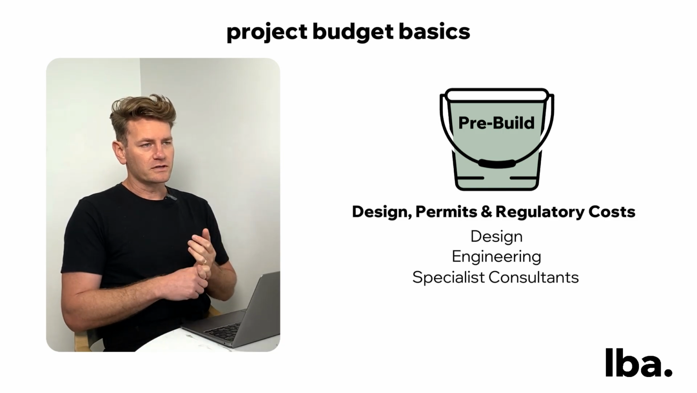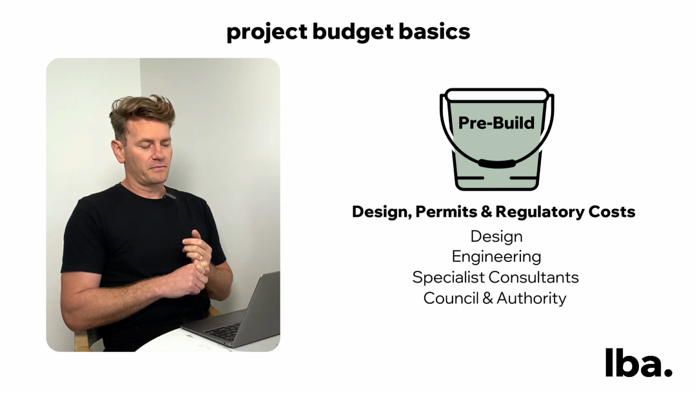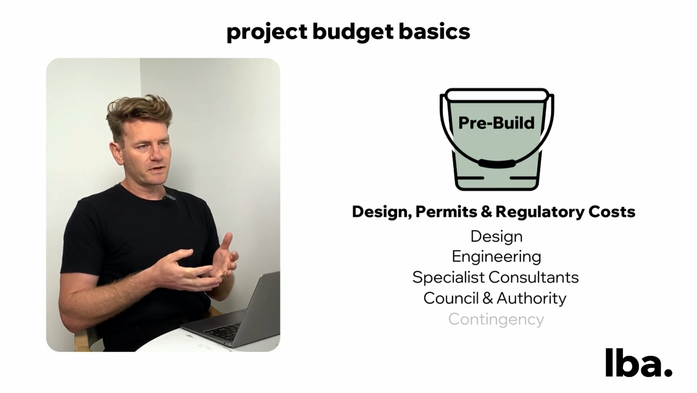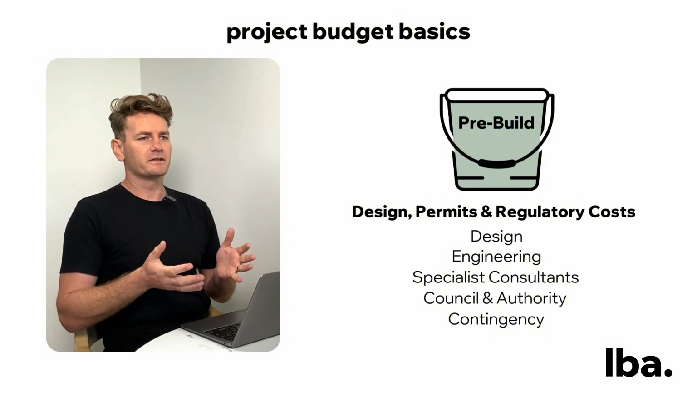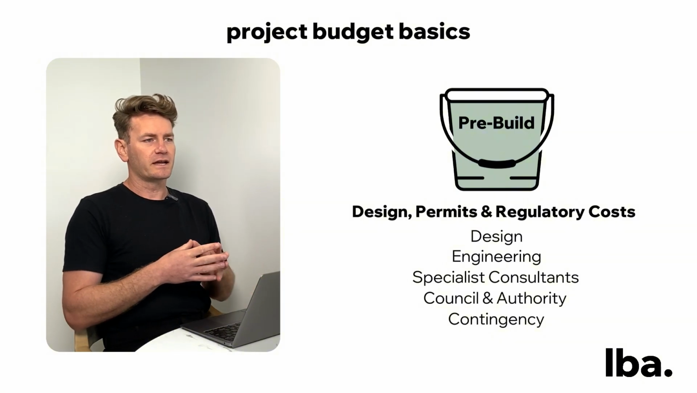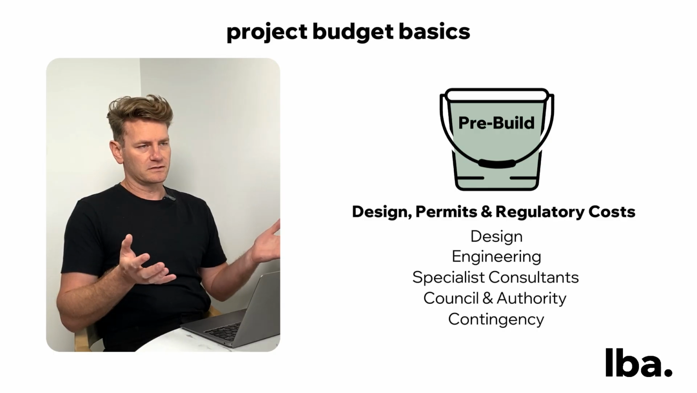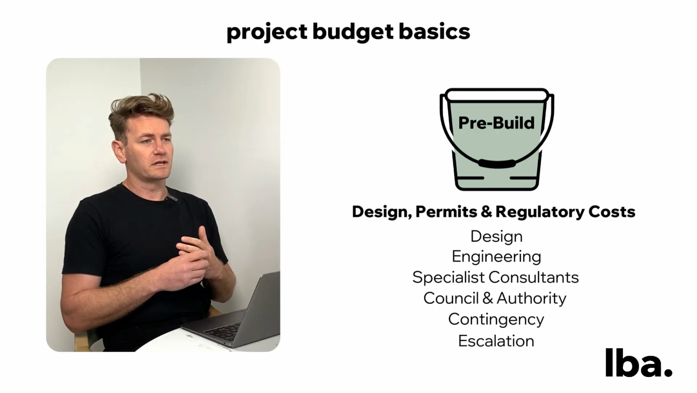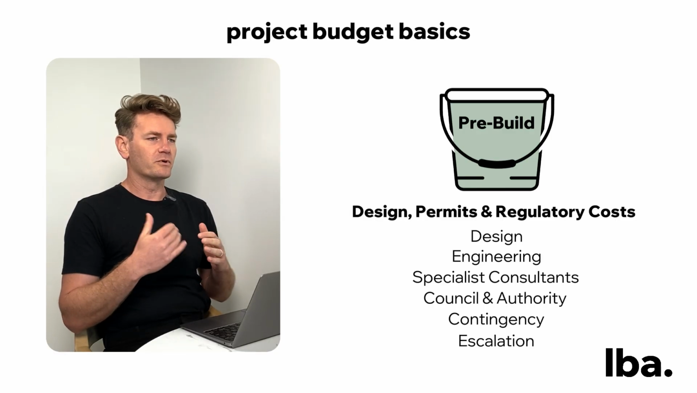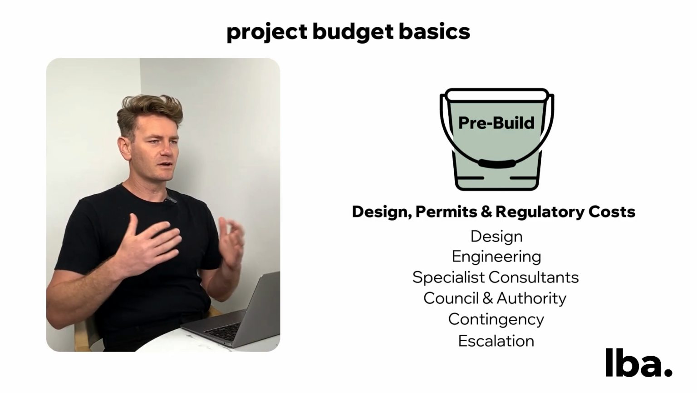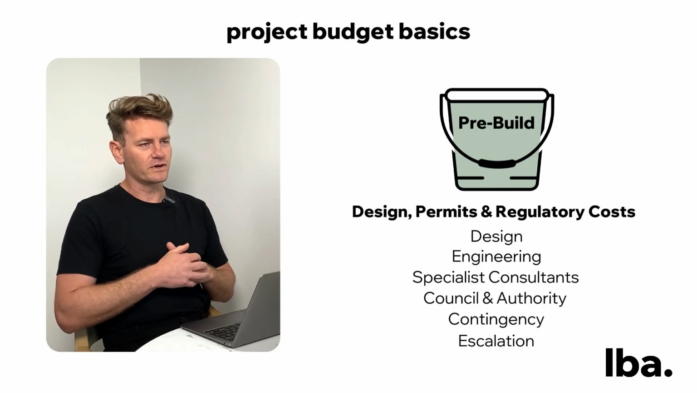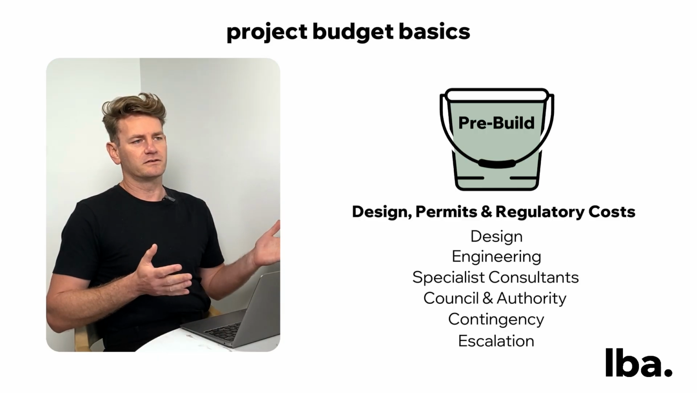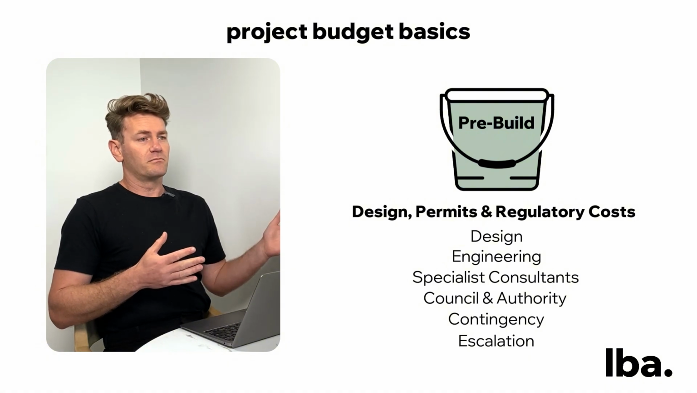Then you've got authority and council fees. They add up quite quickly. Then you need an allowance for a contingency amount. A contingency is an amount of money set aside in case any unforeseen circumstances arise for your project. Escalation, which is a big one. That's to do with building prices that continually go up over time, and obviously we've seen a lot of that recently. So you've got to allow for that because you're not going to get onto site until potentially 6 to 12 months down the line.